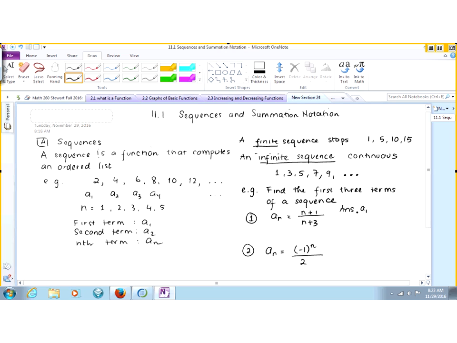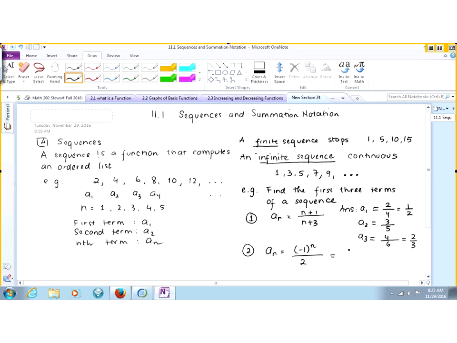So what is A1? n is 1, so 1 plus 1, 2 divided by 4, which is half. A2: 2 plus 1, that is 3, divided by 2 plus 3, 5. So basically n is 1, n is 2. What about A3? 3 plus 1, 4, divided by 3 plus 3, 6. So this is 2/3.